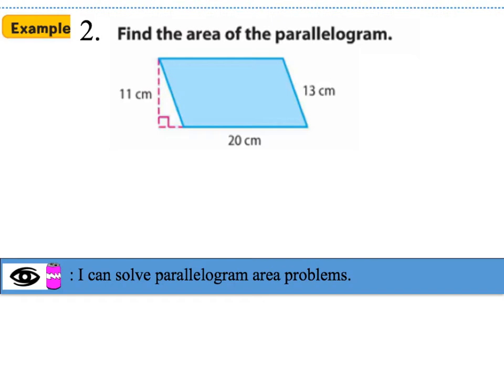Example 2 says find the area of the parallelogram. So let's recall our formula, which was area equals base times height. Now let's take a look at the problem to see what information we have. Our base will be 20 centimeters because it's the bottom part of our parallelogram. And for our height, we've got two choices. We've got the 13 centimeters, which is our diagonal line, and we have the 11 centimeters, which is the dash line that is standing straight and tall.